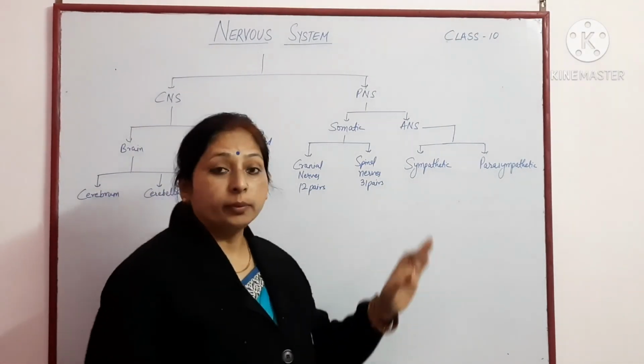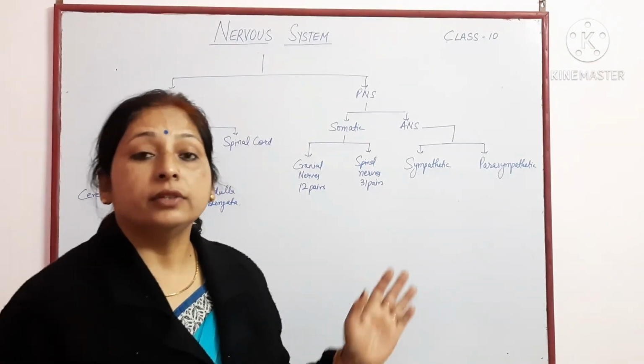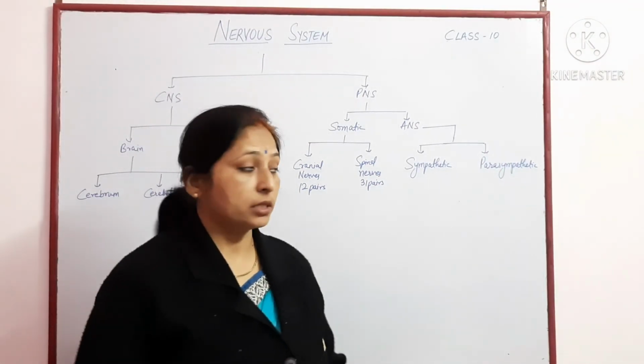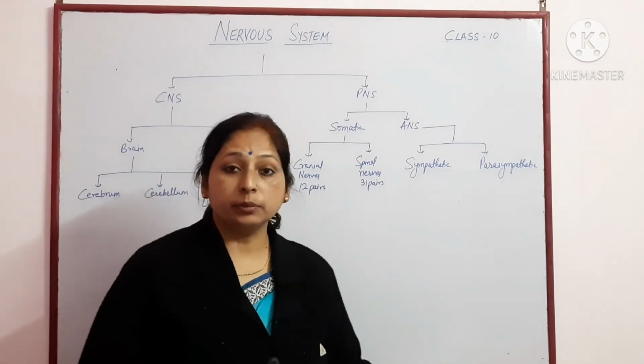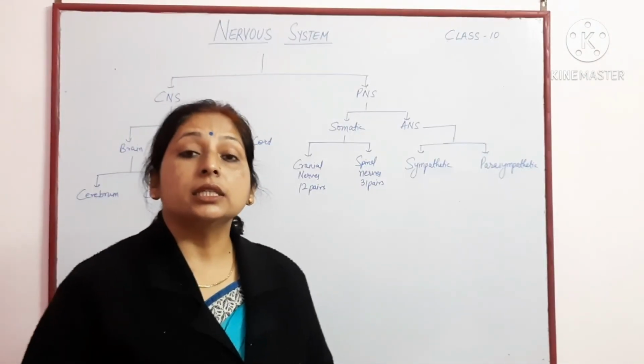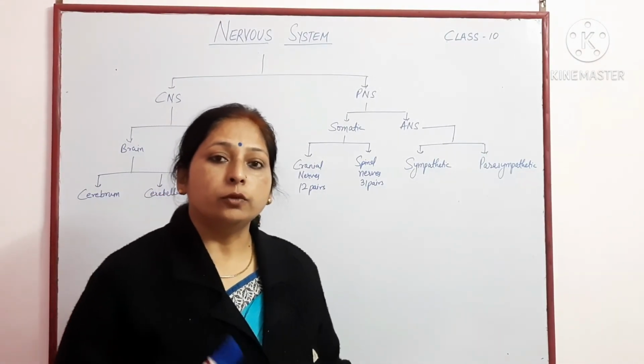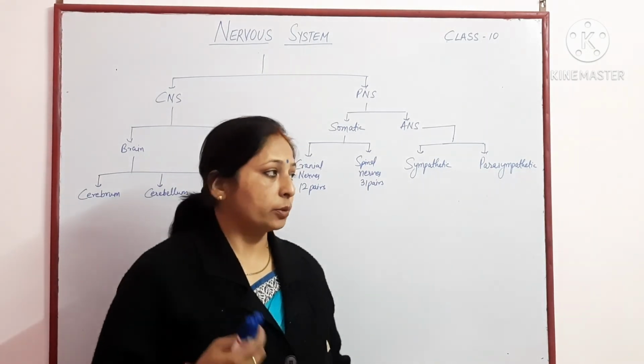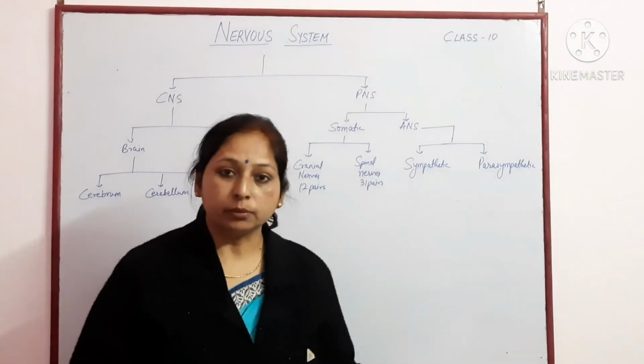Then the autonomic nervous system, which we have just discussed, is the sympathetic and parasympathetic. Sympathetic is the stimulatory part, which is controlled by adrenaline and responsible for all the action process, while parasympathetic is for relaxation.